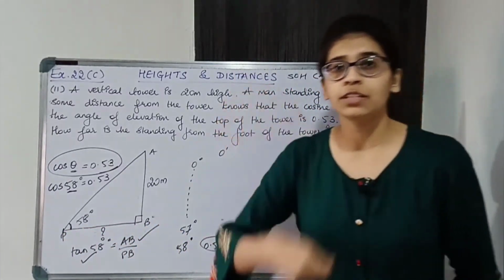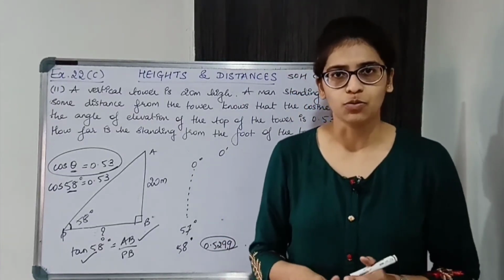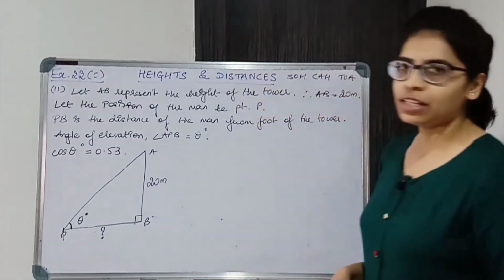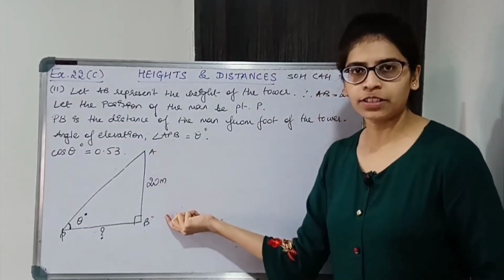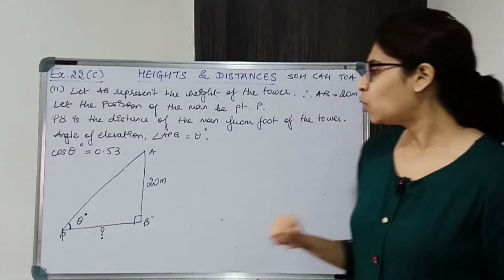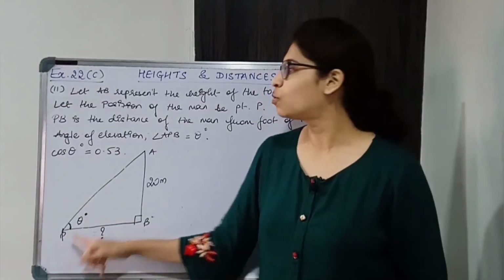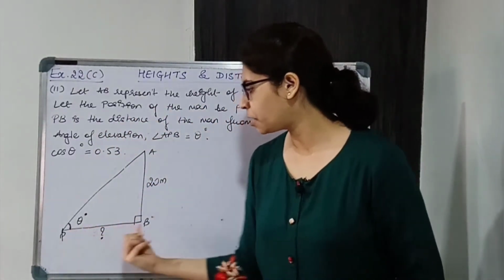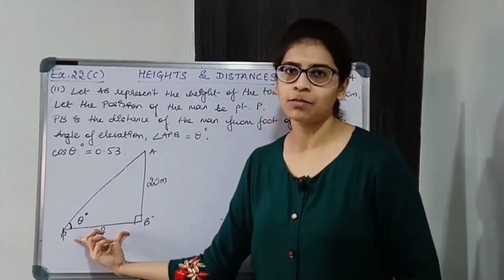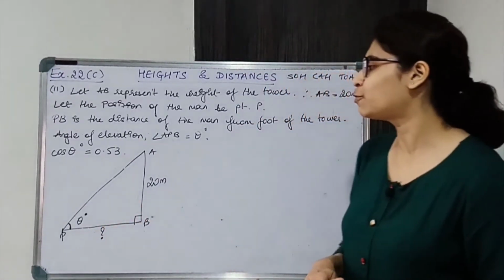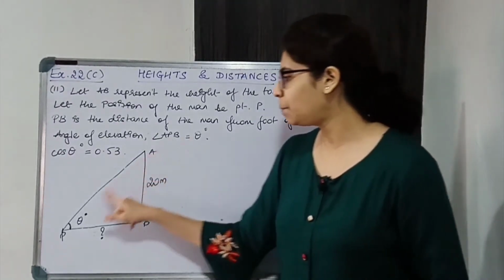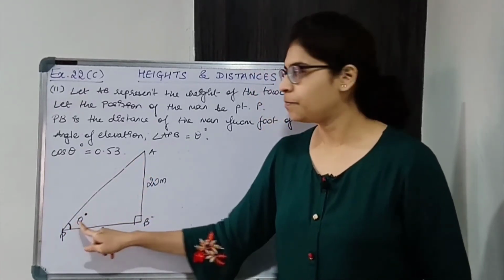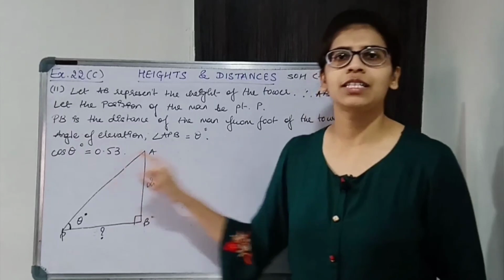So now let us write down the given in a proper manner and then we'll start with the solution. The diagram is very simple over here. AB represents the height of the tower, which is 20 meters. P is the position where the man is standing. PB is the distance of the man from the foot of the tower. He's standing over here, the foot of the tower is over here. So PB is the distance of the man from the foot of the tower, which we have to find. Angle of elevation, angle APB, is theta. He's looking at the top of the tower, so the angle of elevation is theta. Now cos theta is given to us, that is 0.53.